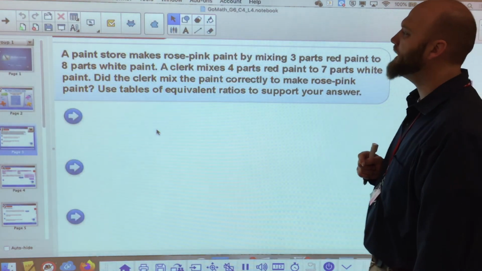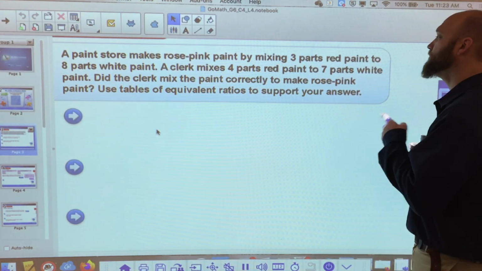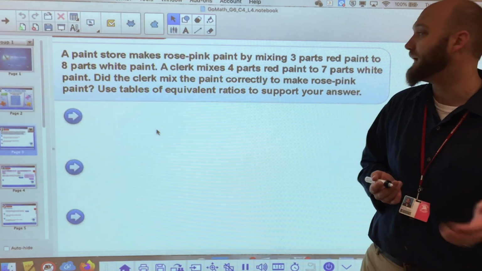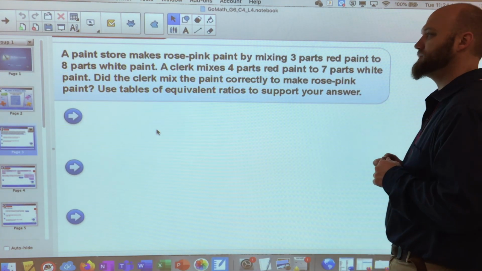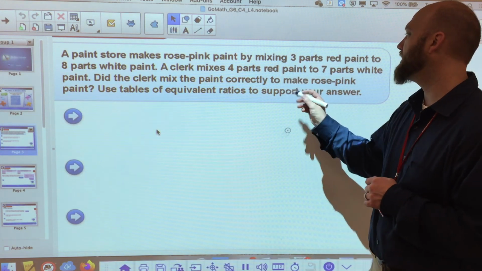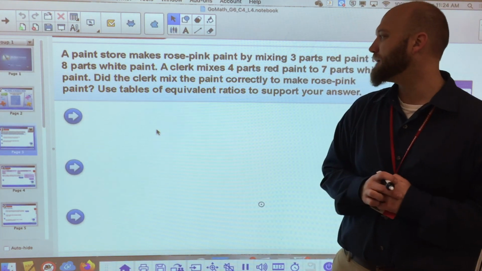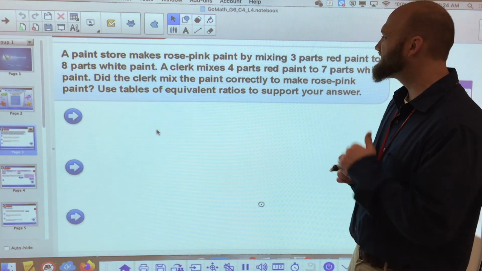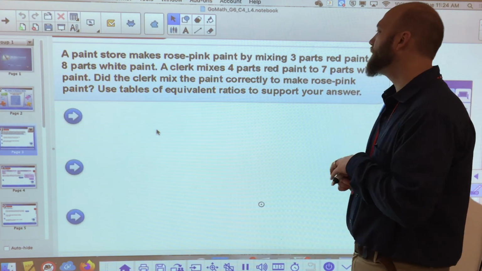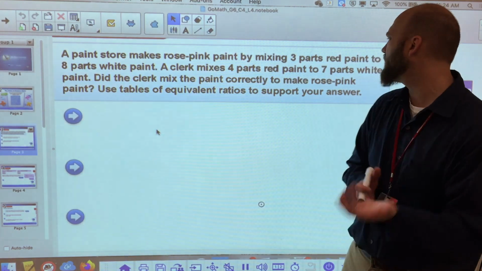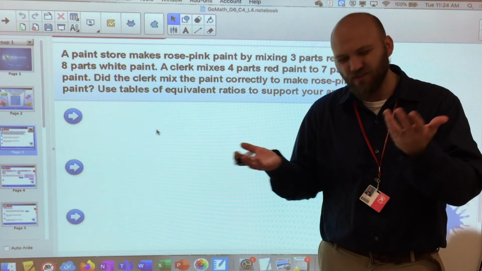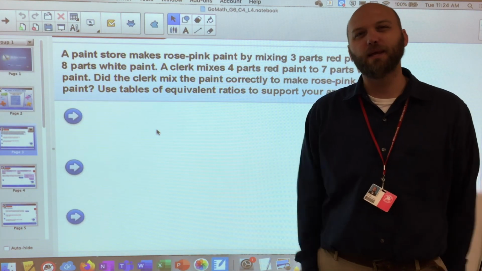All right, so a paint store makes rose paint by mixing 3 parts red paint to 8 parts white paint. A clerk mixes 4 parts red paint to 7 parts white paint. Did the clerk mix the paint correctly to make the rose pink paint? Well, that's a little bit more difficult because I have 3 parts red paint to 8 parts white paint, and then I'm comparing 4 parts red paint to 7 parts white paint. They're just not easy to manipulate.